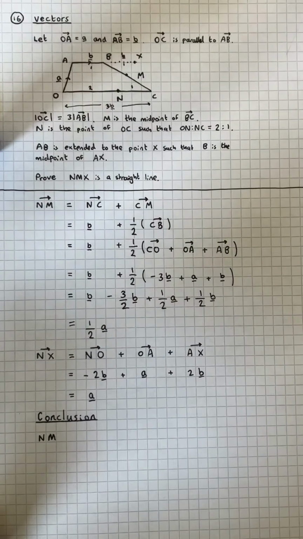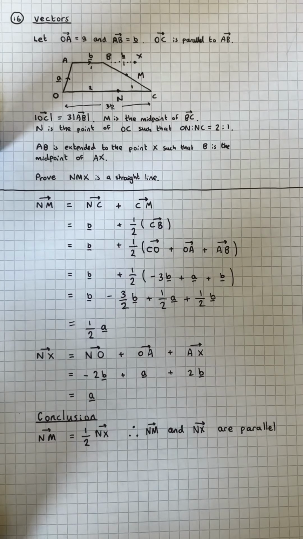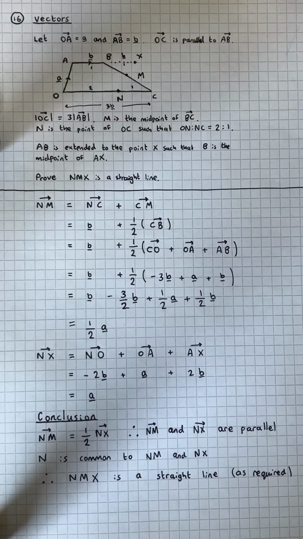Let's now conclude. We've got 2 facts that we need to state. The first is that the vectors are a multiple of each other and therefore parallel. The second is that there is a common point to both of those lines, and that tells us it must be a straight line.